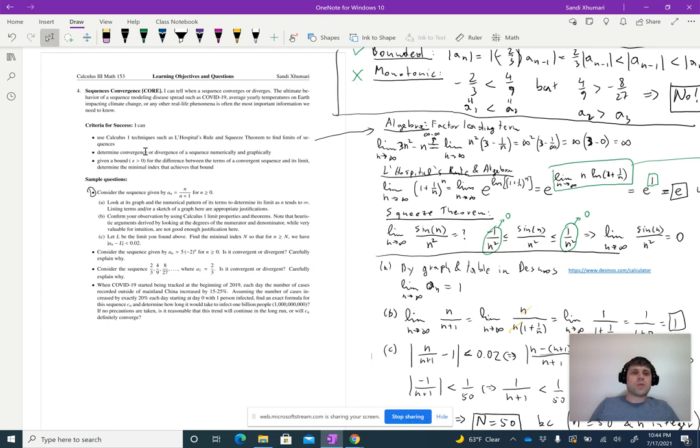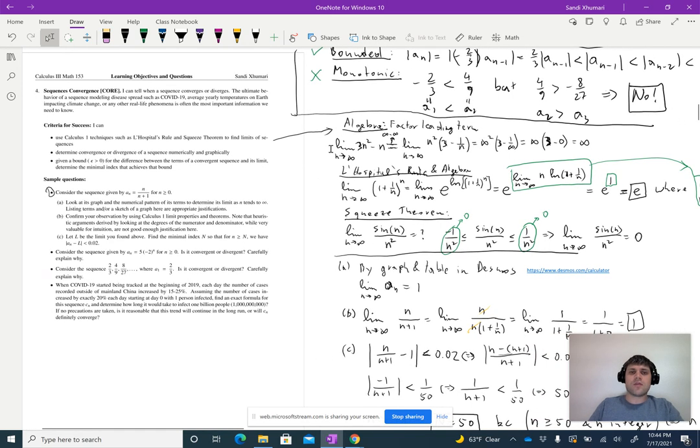So we will especially focus here on three criteria. I can use calculus 1 techniques such as L'Hopital, squeeze, and theorem to find limits of sequences. Algebra is also super important in here. So I did a little bit of a review here on the side for this. The main technique to remember from algebra is that you need to factor the leading term.